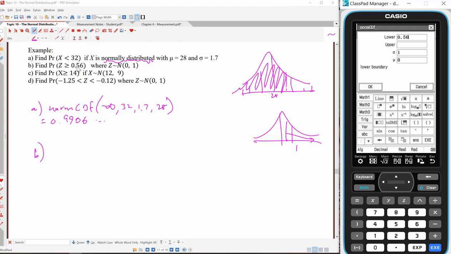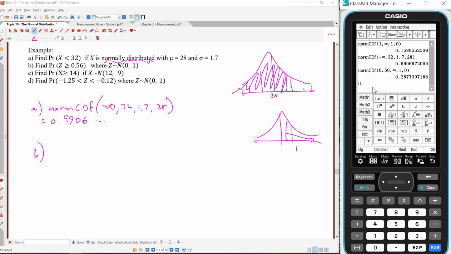So I know it says it's greater than and equal to, so we're going to include it. But even if it was greater than, we still include the value itself, because remember, if I integrate for x is equal to 32, the area is 0. So less than and less than and equal to are exactly the same thing when it comes to continuous prob. Our upper is positive infinity. And our mean is 0 and standard deviation is 1. All right, so norm CDF.